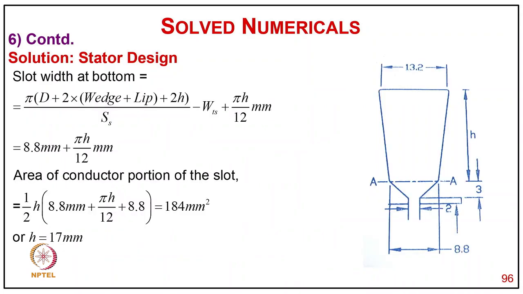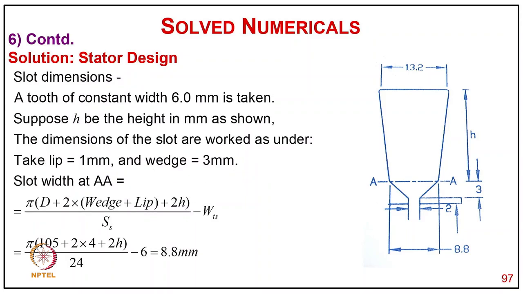So now taking the taper dimensions as given here in the figure, and the slot width at the bottom, from the relation pi into D plus 2 into wedge plus slip plus 2h upon Ss minus Ws, minus pi d h upon 12. So putting the values it comes 8.88 plus pi h upon 12 millimeter. Area of the conductor portion of the slot comes with 8.88 h plus pi h squared by 24. So it comes 184 millimeter square, and h from this comes 17 millimeter, as you can see in the diagram.